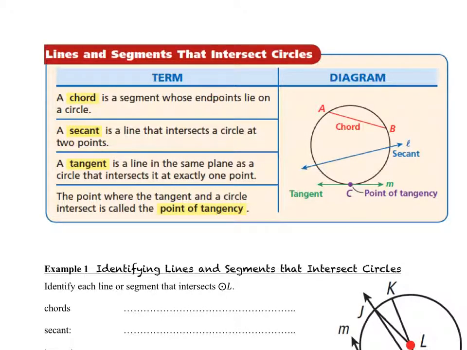Here's some important vocabulary. A chord is a segment whose endpoints lie on a circle. So for instance, we have chord AB. It does not go outside of the circle, it lies on the endpoints. A secant is a line that intersects a circle at 2 points. So the secant goes through the circle.